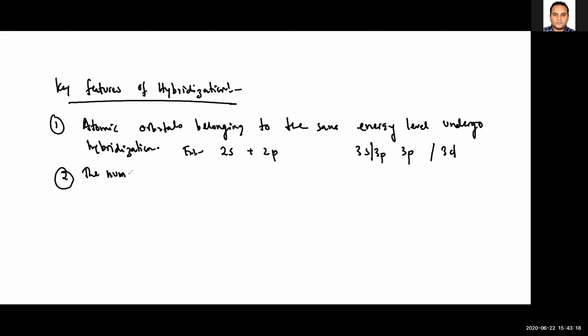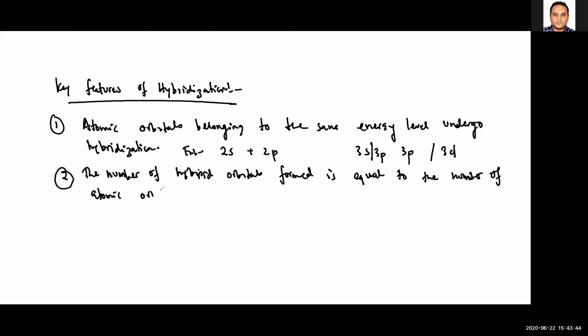Number 2 is the number of hybrid orbitals formed is equal to the number of atomic orbitals mixing. The number of hybrid orbitals formed is equal to the number of atomic orbitals mixing.